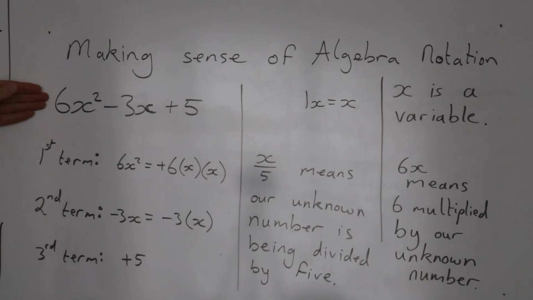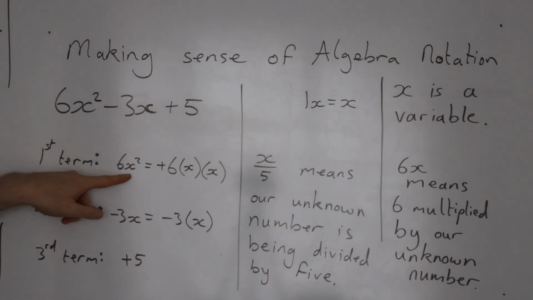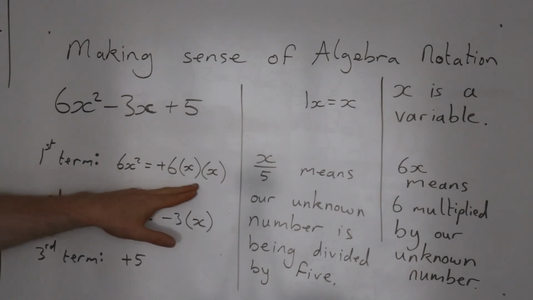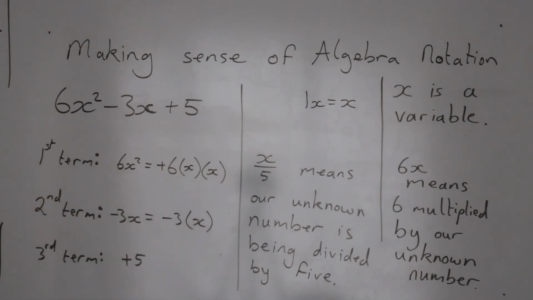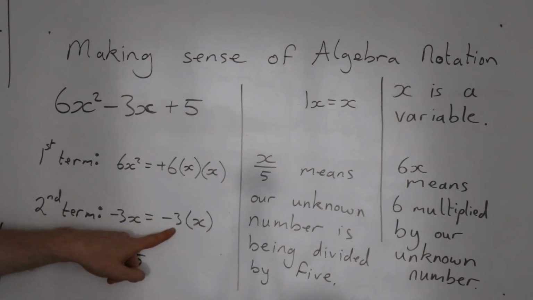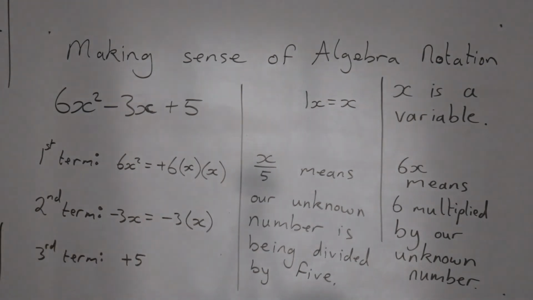Looking at an expression like this, it's quite a common expression: 6x squared minus 3x plus 5. Our first term is the 6x squared, often called the squared term. That means 6 multiplied by x multiplied by x. All three are multiplying. The second term, it's minus 3x, often called the x term. That just means minus 3 multiplying x. The third term, often called a constant, it's plus 5.